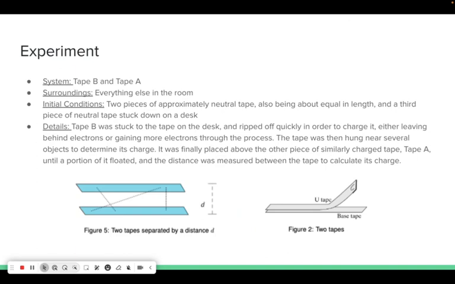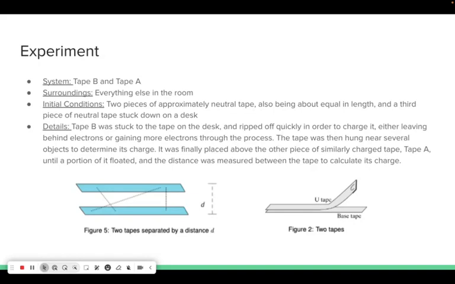For my experiment, my system was tape B and tape A. The surroundings were everything else in the room. My initial conditions: two pieces of approximately neutral tape, about equal in length, and a third piece of neutral tape stuck down on a desk. My details: tape B was stuck to the tape on the desk and ripped off quickly in order to charge it, either leaving behind electrons or gaining more electrons through the process.